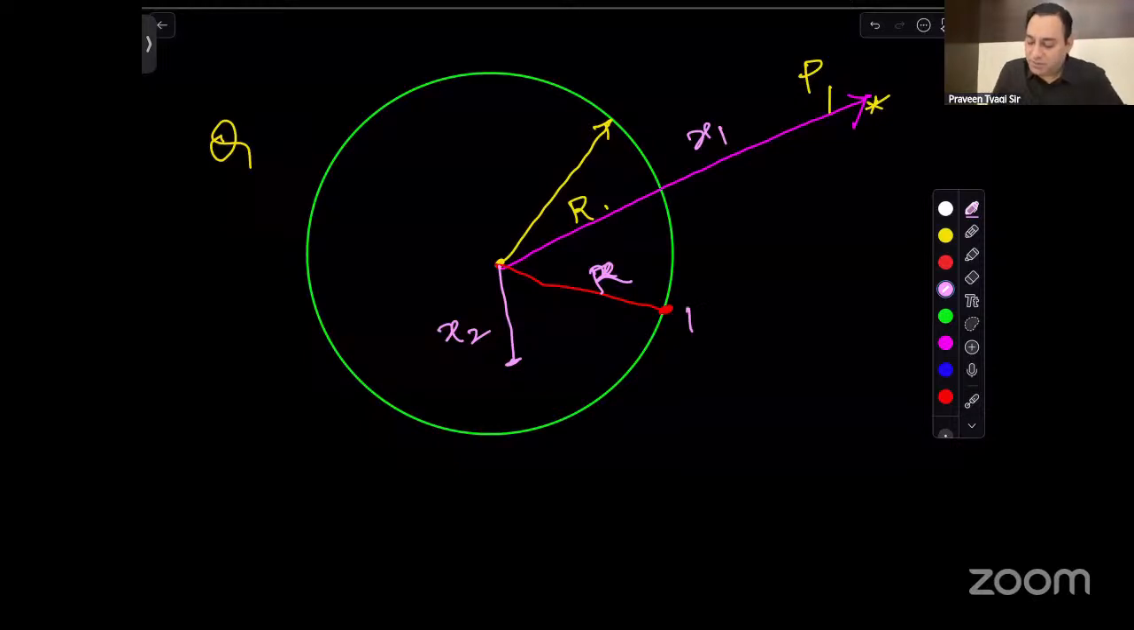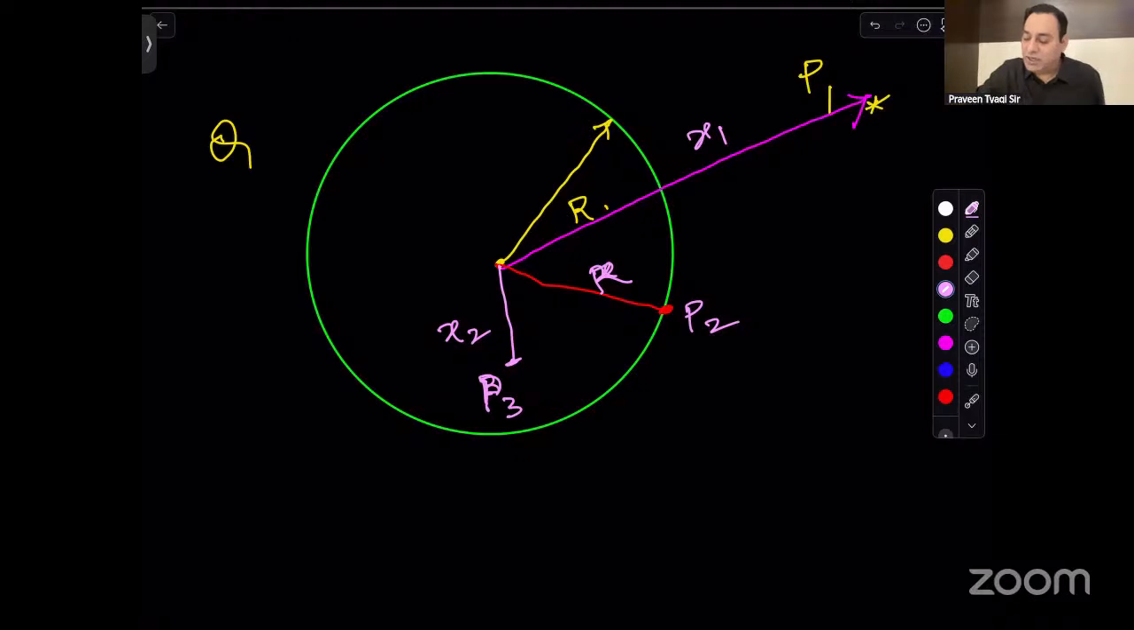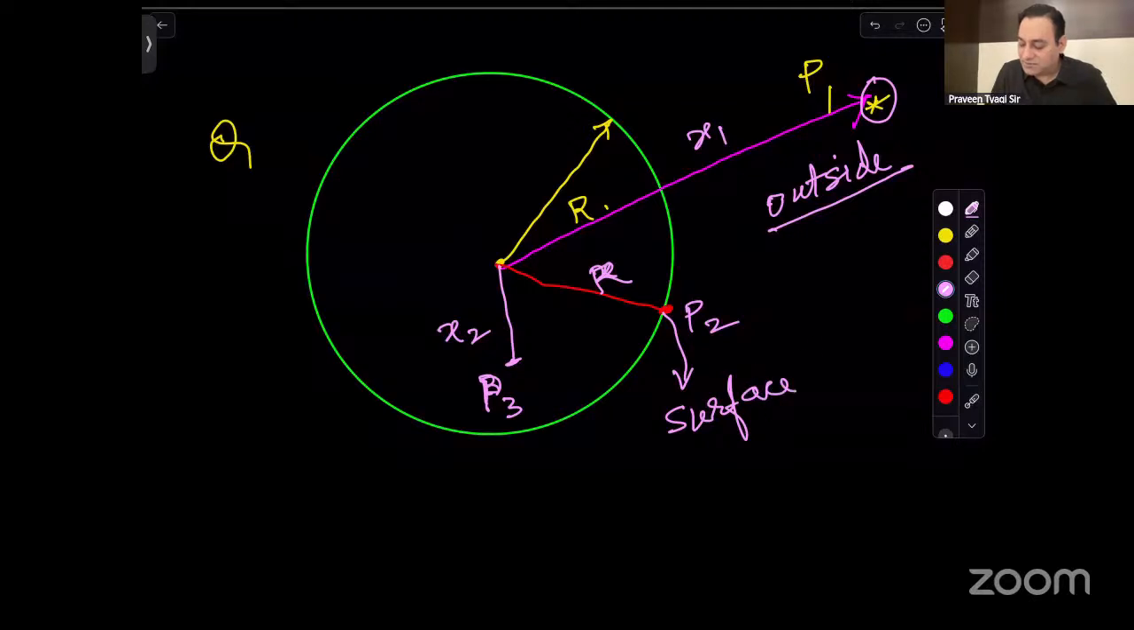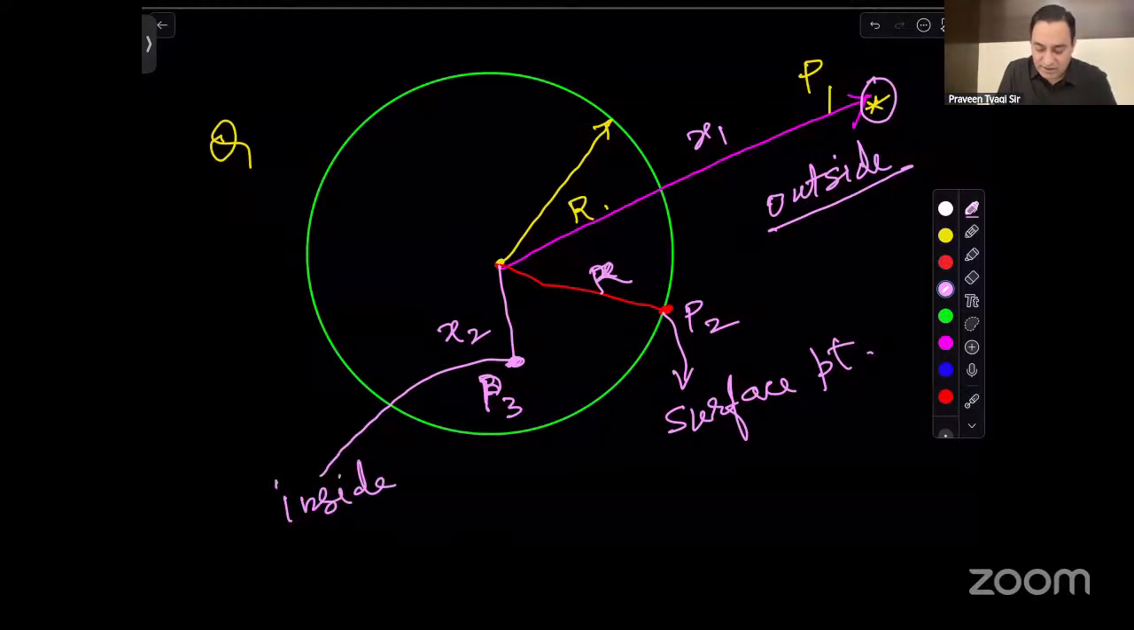Now, P1, P2, P3. What is the difference? The P1 point is outside the shell. Please remember this result, very, very important. P2 is a point on the surface of the shell, and P3 is a point inside the shell. Inside. Now, Q charge is given to this spherical conducting hollow shell. This is a hollow shell.